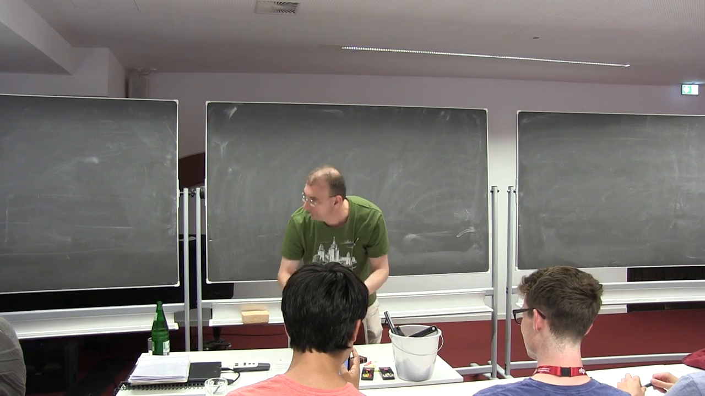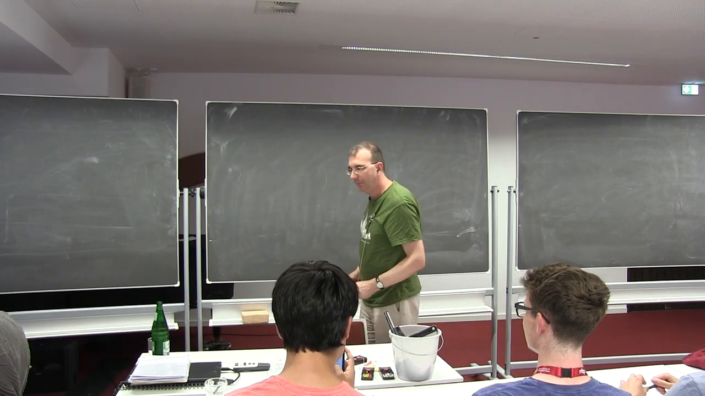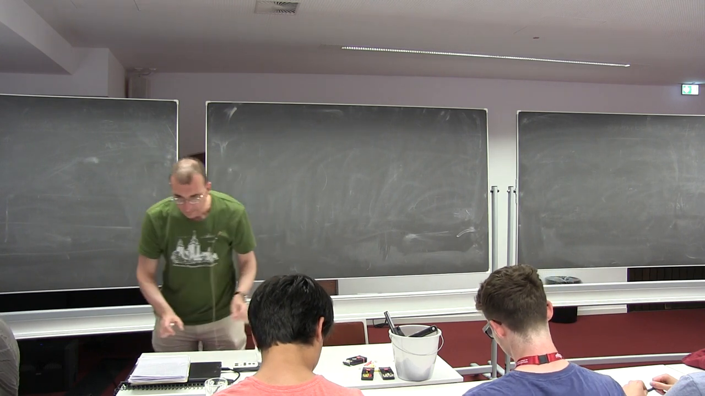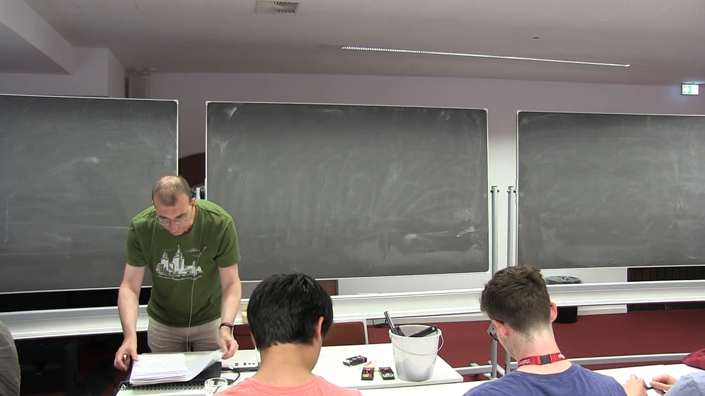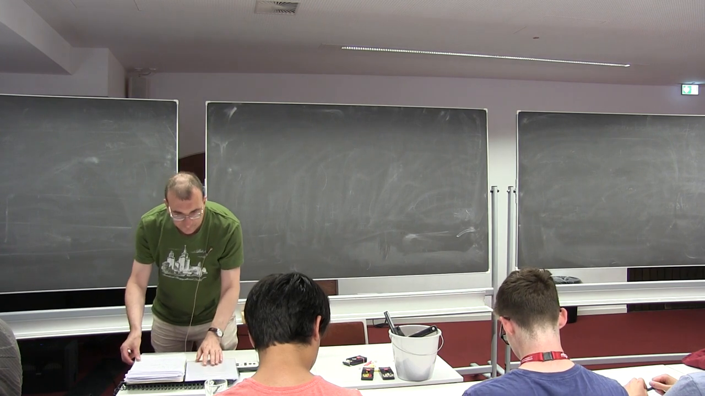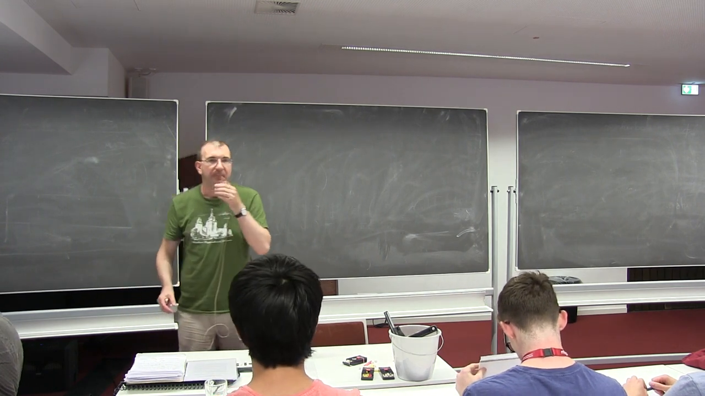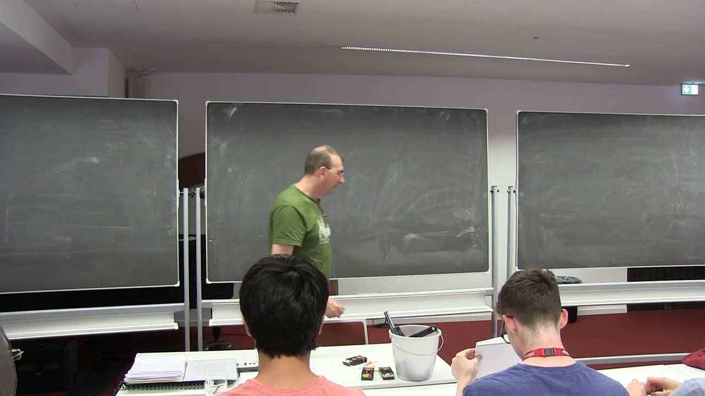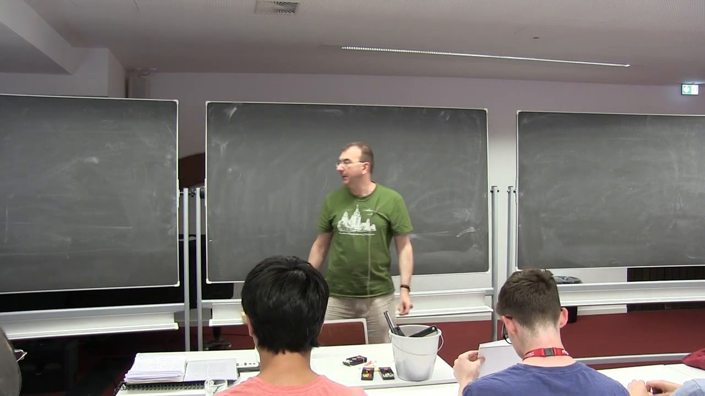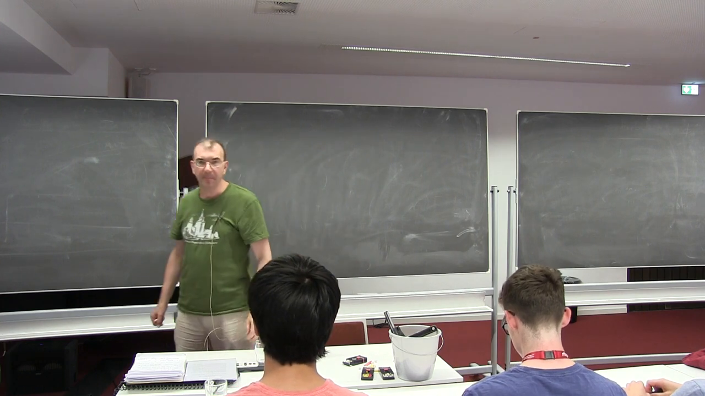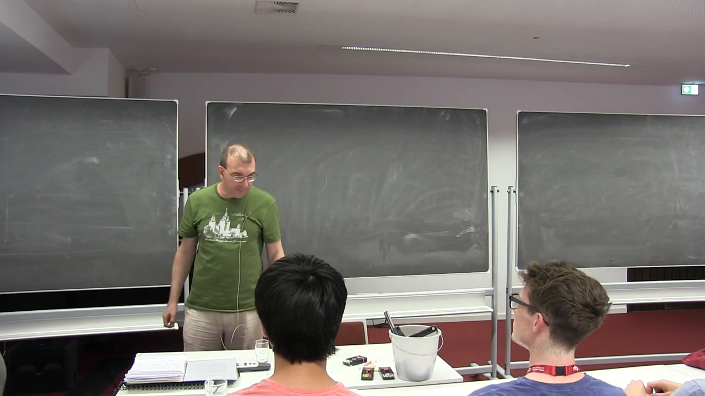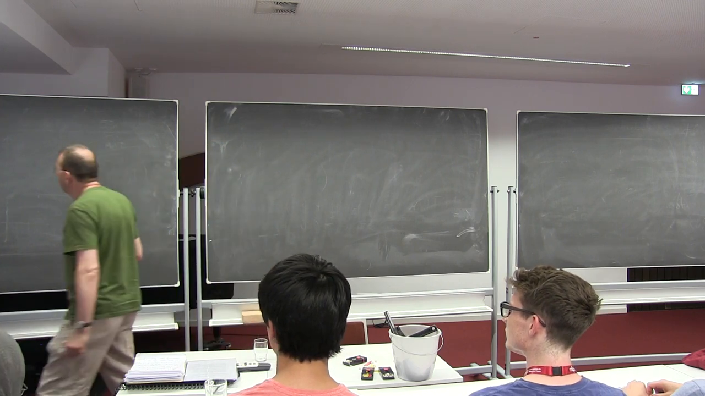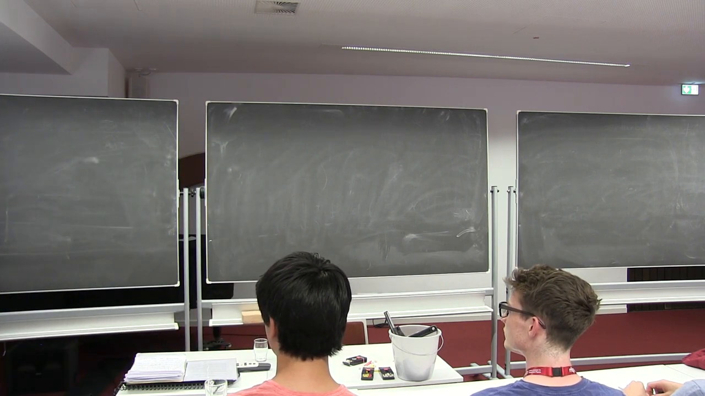So yesterday we finished with discussing the tools, the necessary tools to calculate thermodynamic properties of a particular theory. That could be the quantum theory, quantum mechanics, for example, or it could be a quantum field theory, for example, QCD. And the tool we discussed was the calculation of the partition function.